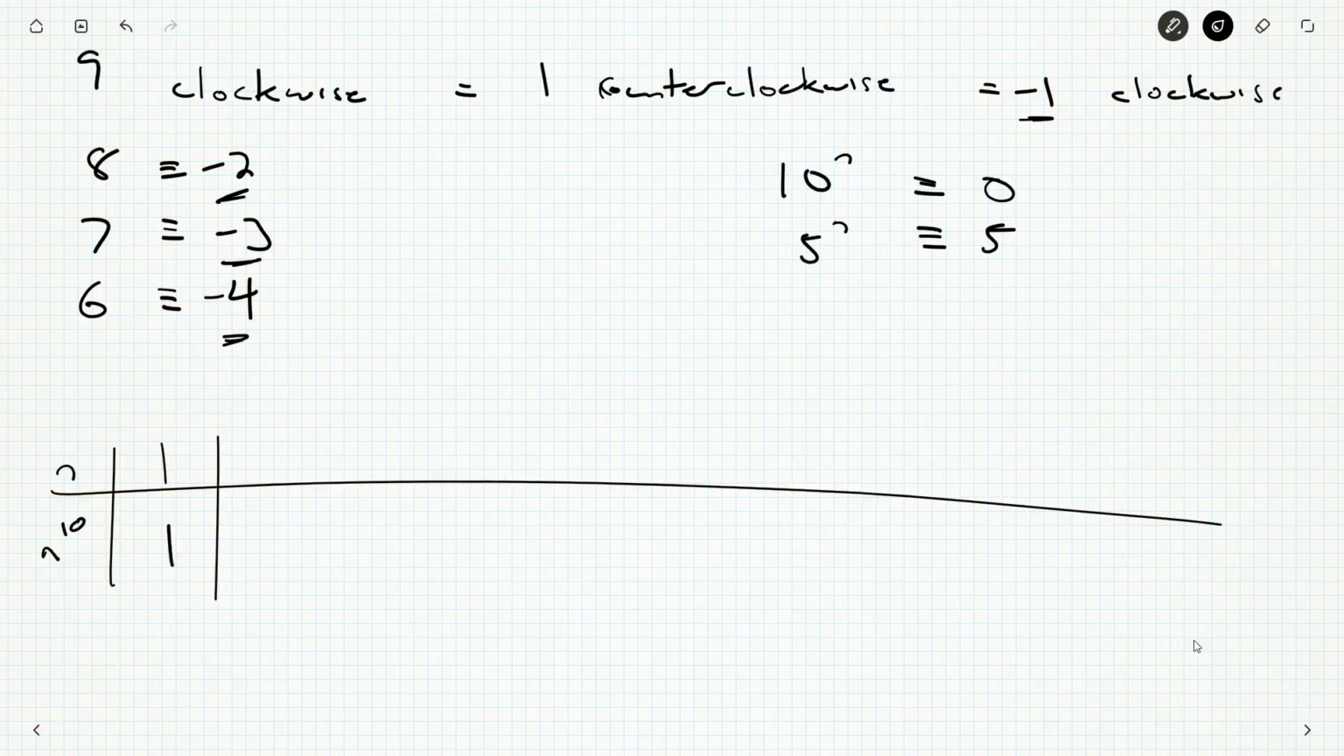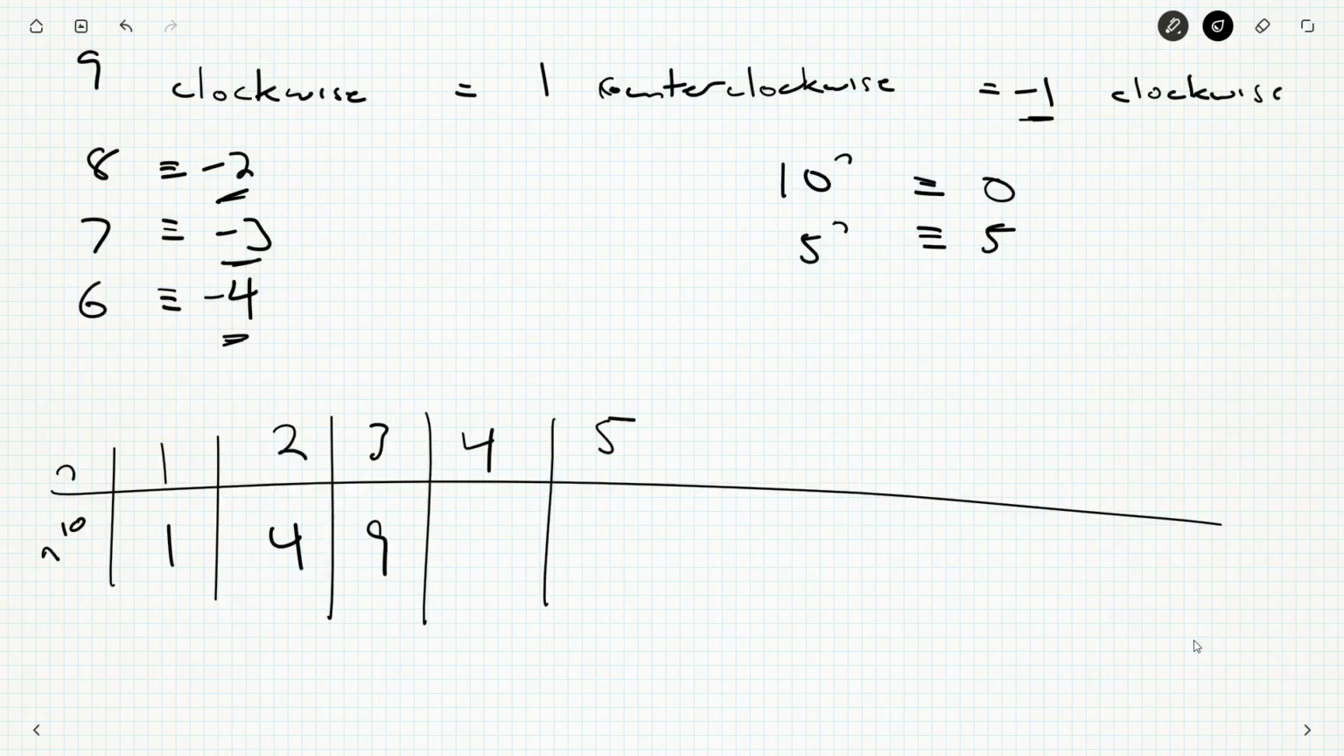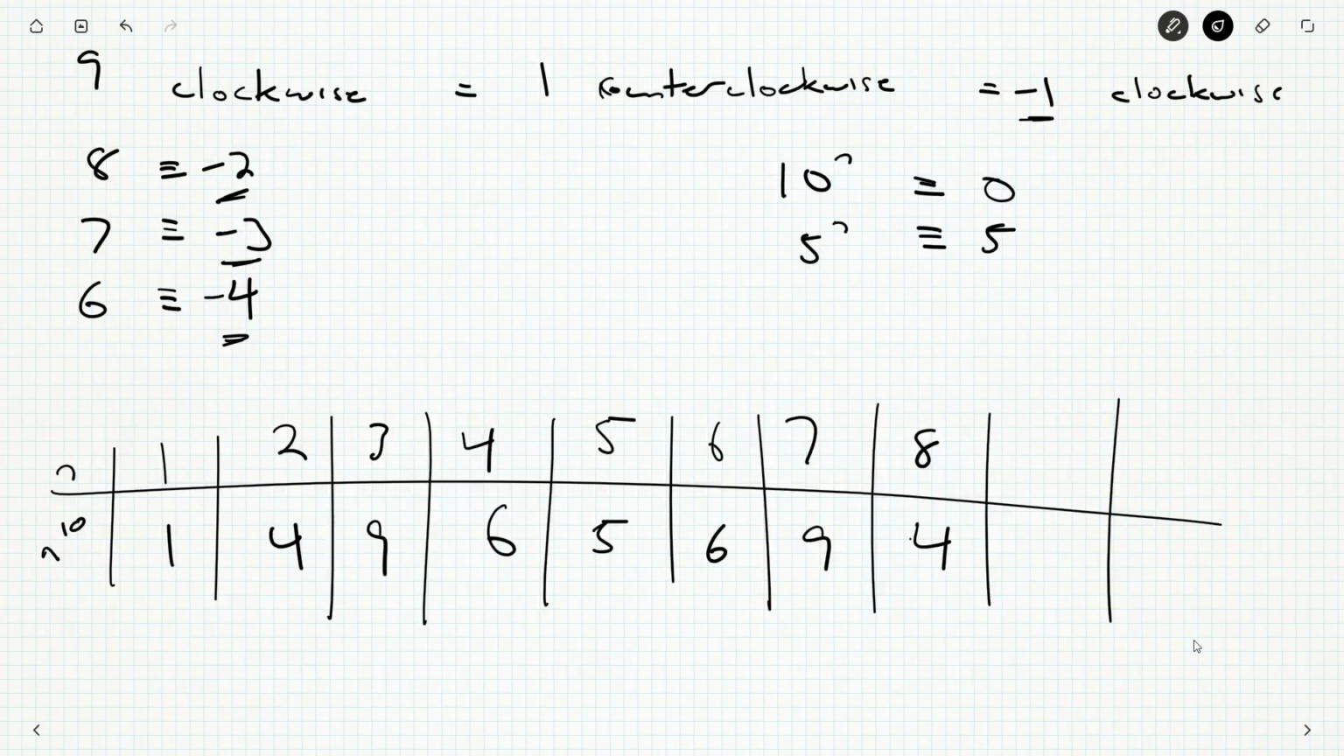So 1 to the 10 is just going to be 1. 2, I think we just talked about this, is 4. 3 is a 9. Let's just double check that. Yeah, 3 to the 10 ends in a 9. 5 will end in a 5. 6 will end in a 6. They're nice like that. 4 to the 10 ends in a 6. 7 to the 10 ends in a 9. 8 to the 10 ends in a 4. 10 to the 10 is a 0, but we don't really care about that. 9 to the 10 ends in a 1. Okay.